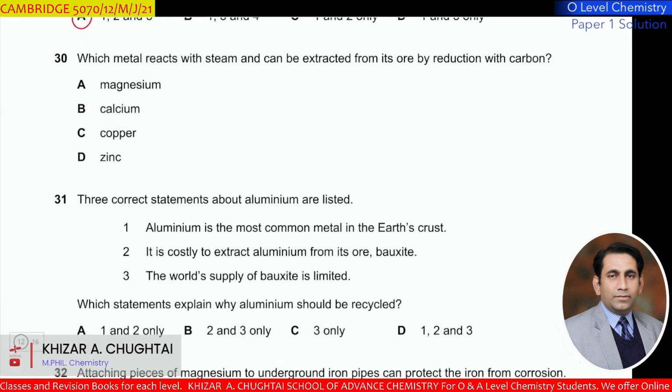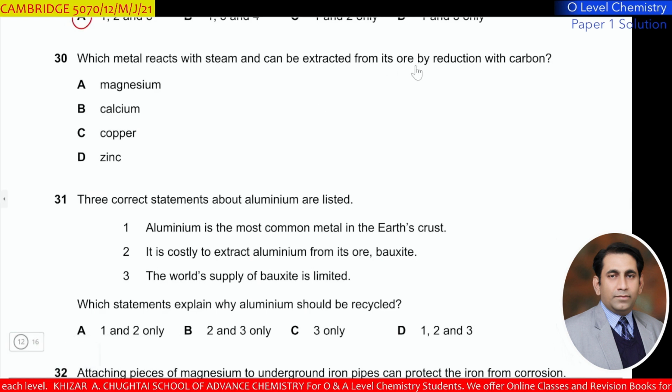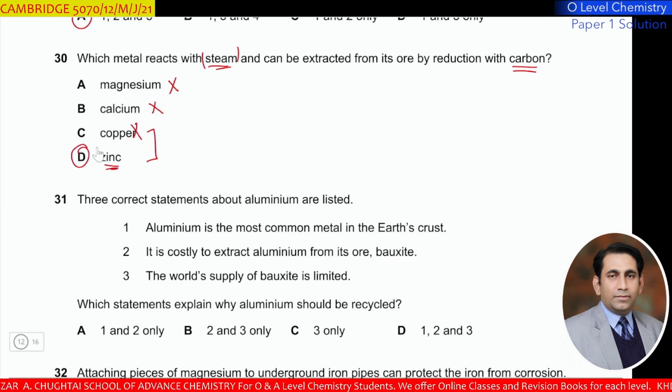Question number 30, which metal reacts with steam and can be extracted from its ore by reduction with carbon? The metal must be less reactive than carbon. It cannot be magnesium or calcium, and it could be copper and zinc. But copper does not react with the steam. So the one and only, zinc reacts with the steam. D is the correct option.